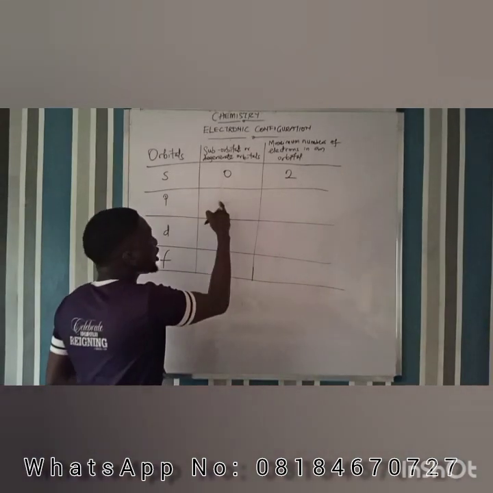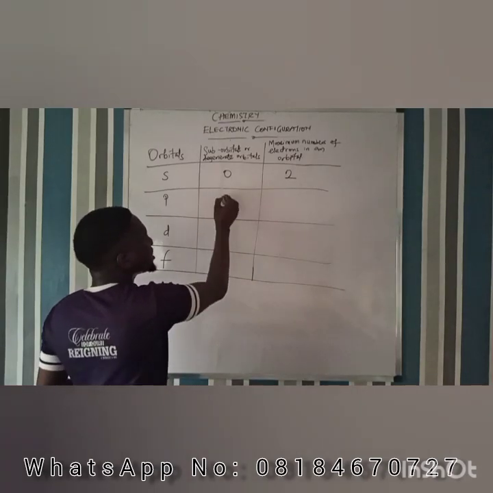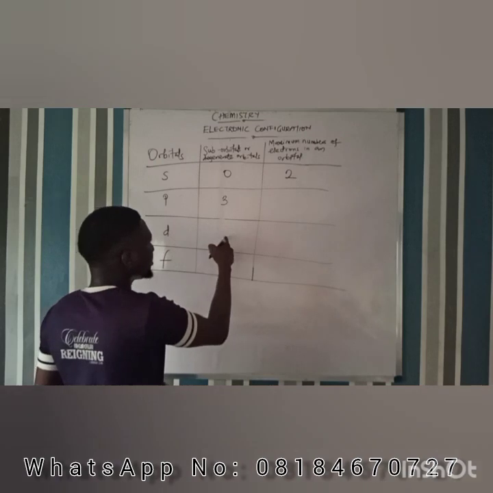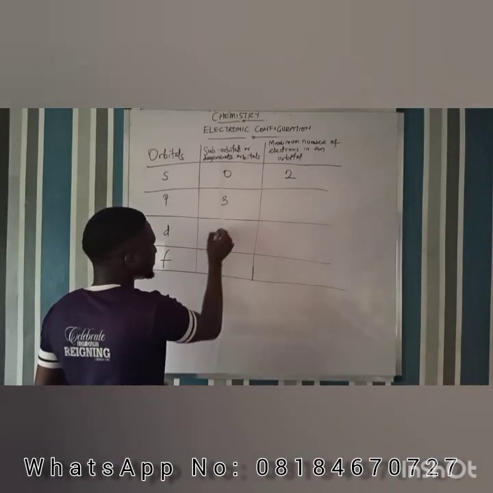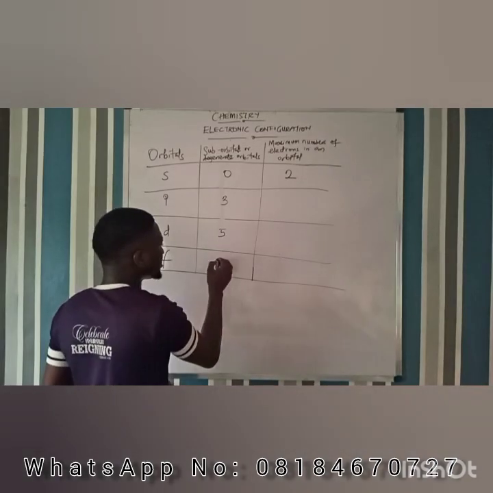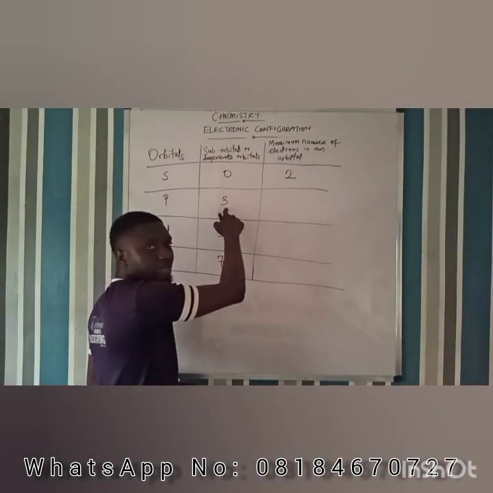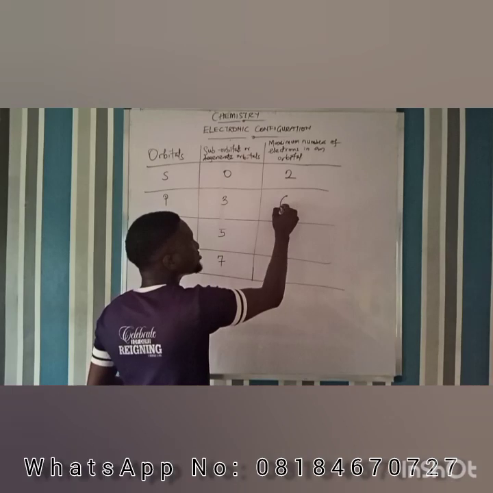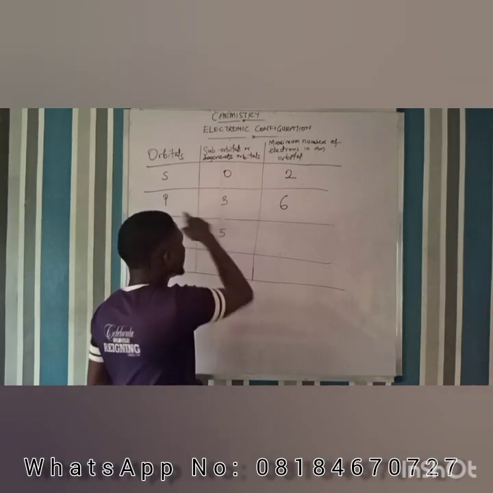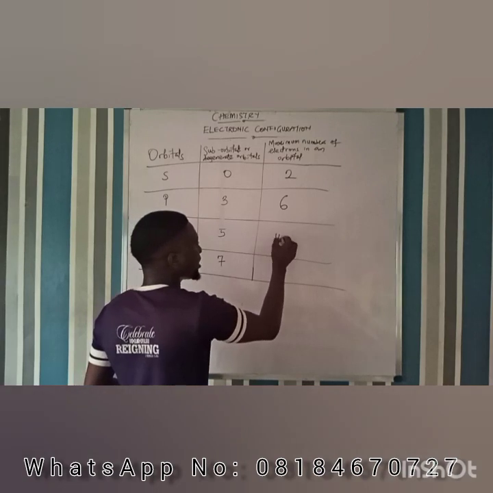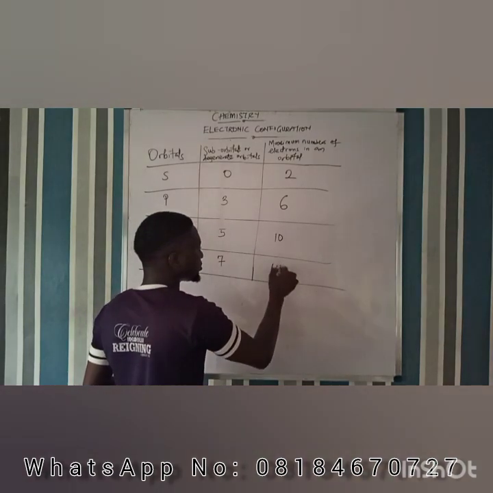For the P orbital, we have 3 degenerate orbitals. For D, we have 5 degenerate orbitals. For F, we have 7 of them. This means that if we multiply by 2, we have 6 as the maximum number of electrons in the P orbital, 10 maximum in D, and 14 in F.